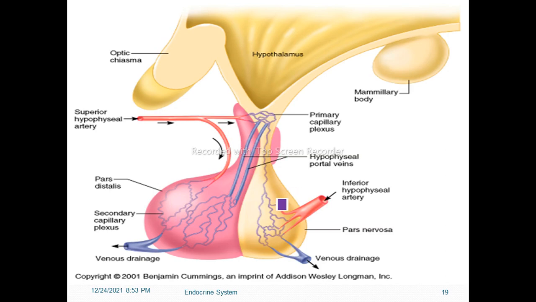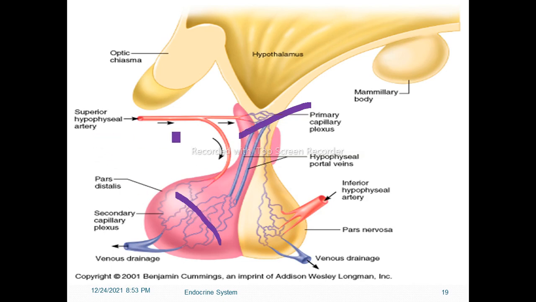As I mentioned before, this is the anterior pituitary gland, pars distalis, and this is the posterior pituitary gland, pars nervosa. But like other organs, the pituitary gland also has nervous as well as blood supply. This is the secondary capillary plexus, and this is the primary capillary plexus. There are two plexuses: primary and secondary capillary plexus.